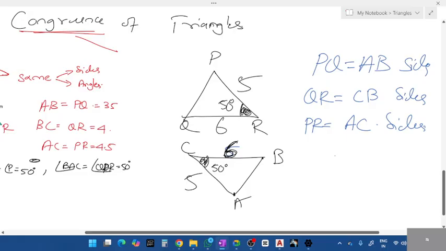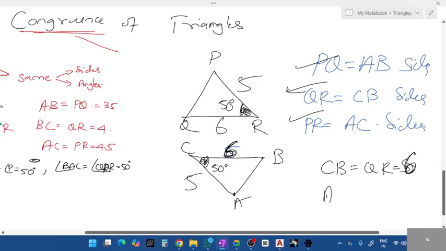So for congruency, there are a few criteria, students, not only sides. It doesn't mean only if three sides are given, we can find out. There is even another way. Look here, I'll tell you how to find out. CB is equal to which one? Side CB is equal to QR, right? That is equal to 6 centimeters.